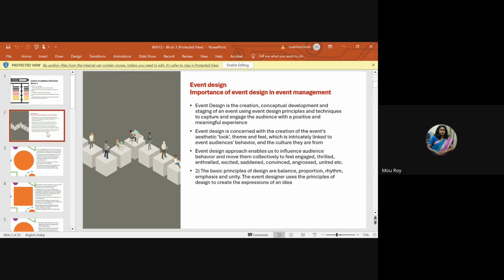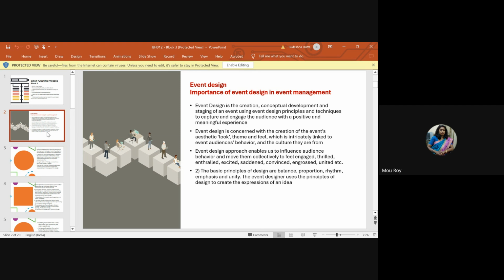Now, when you are designing any event, there are some basic principles involved. They are balance, proportion, rhythm, emphasis, unity, and the time factor. Venues and a lot of other factors are there while designing an event. The event designer uses the principles of design to create the expression of an idea.